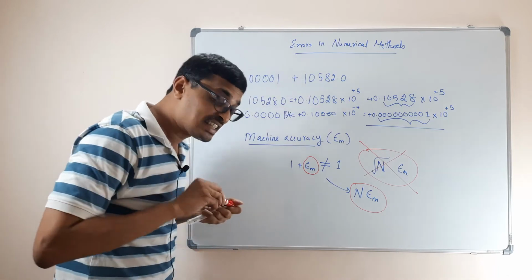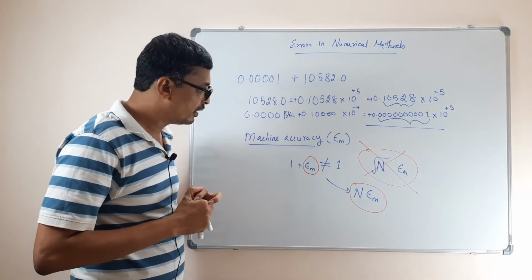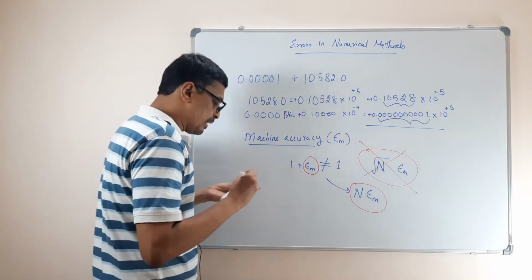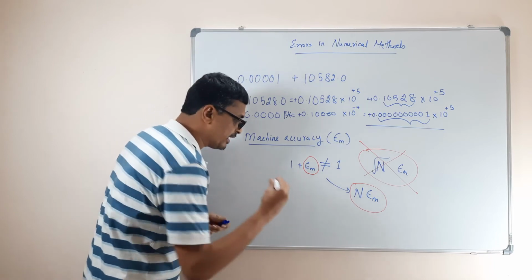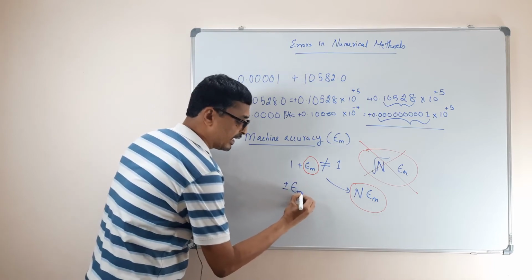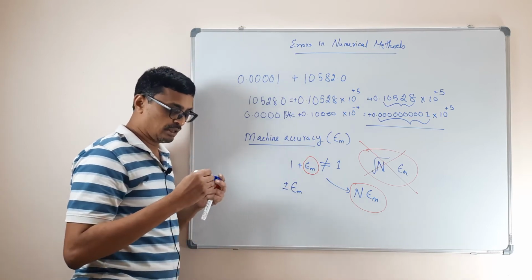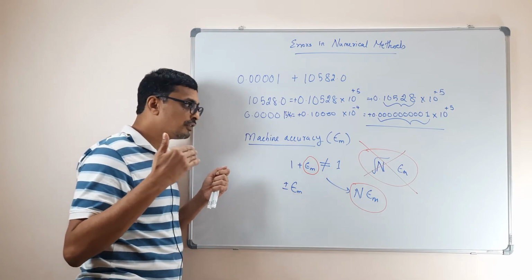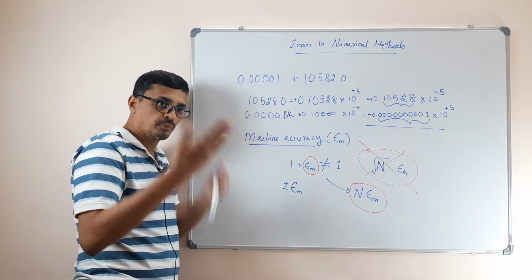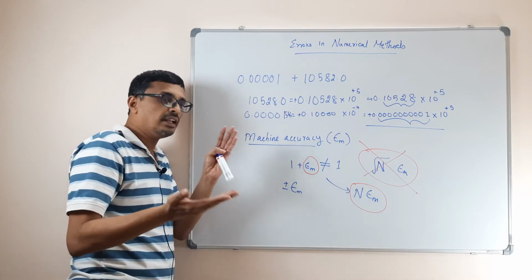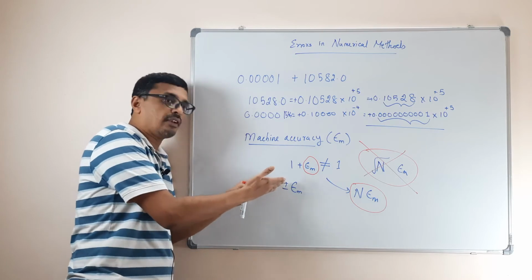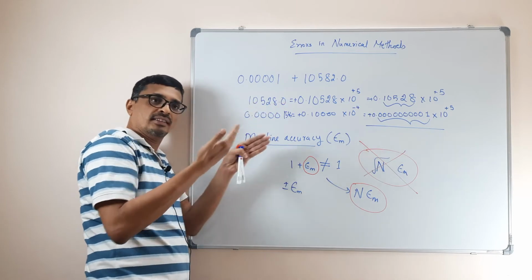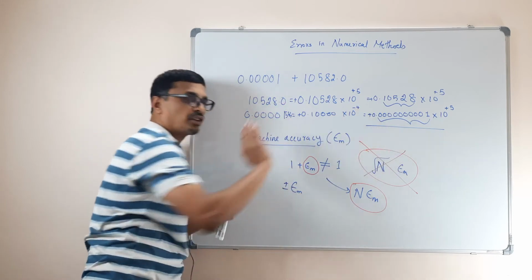Once again, how did we get root n epsilon? It is because the errors are randomly distributed. Your epsilon m, the machine accuracy, can be positive as well as negative. If you are doing n arithmetic operations and the errors are random, positive or negative, then in one case error is added and in another case error is subtracted. So there can be a reduction also. The net error will typically be root n times epsilon m.